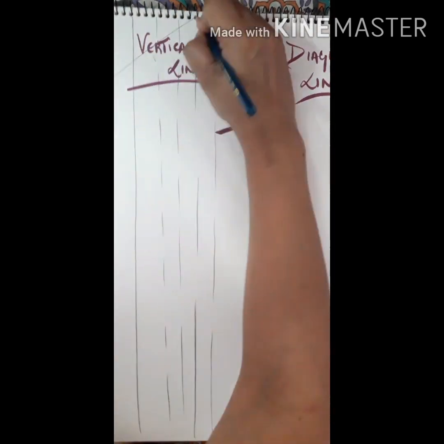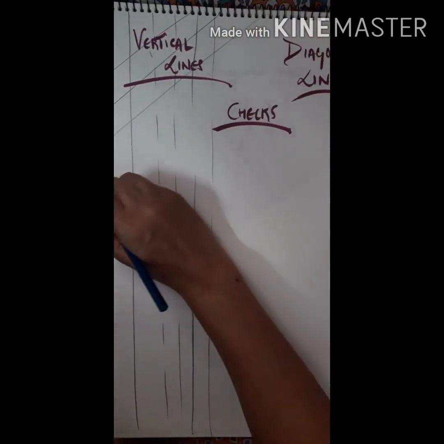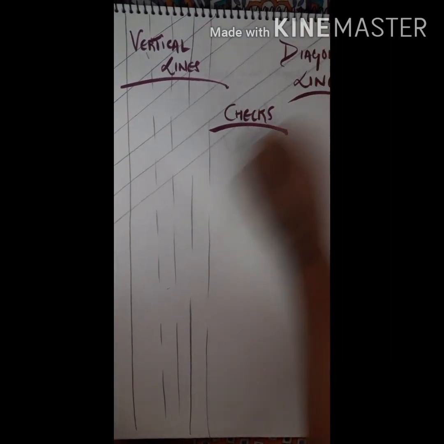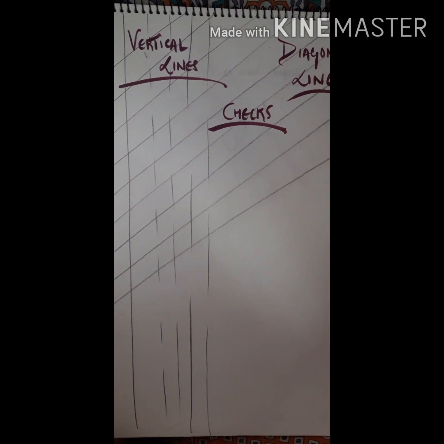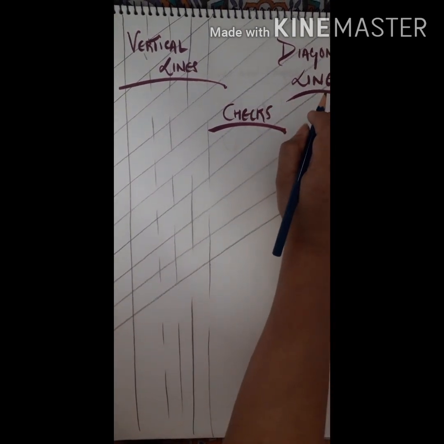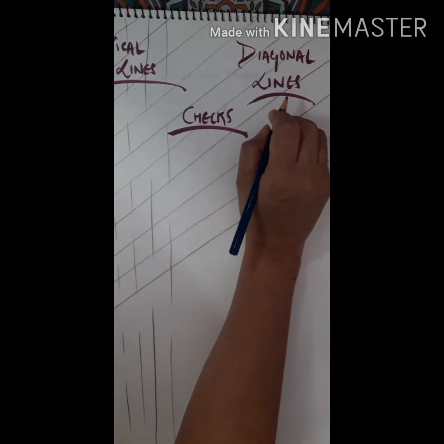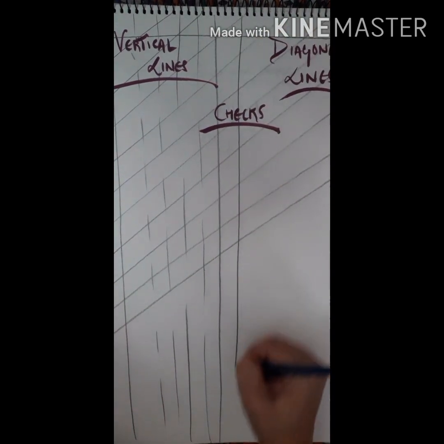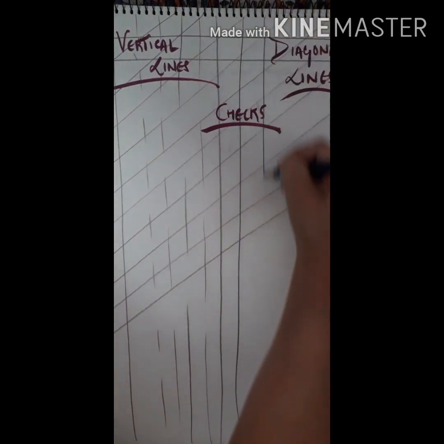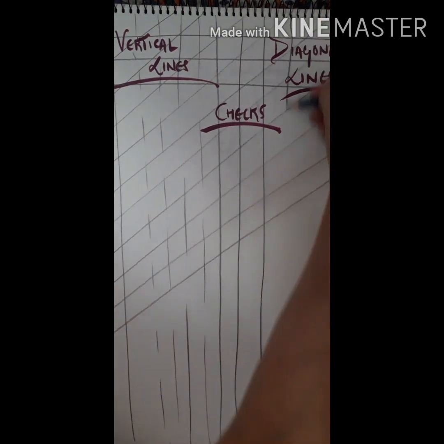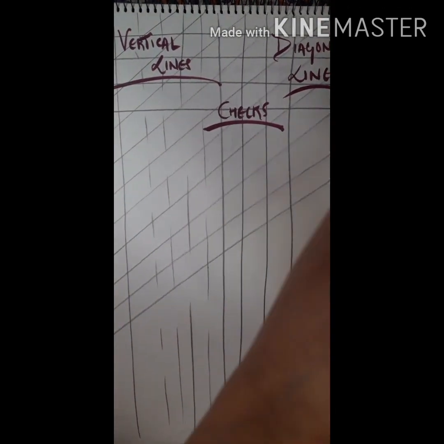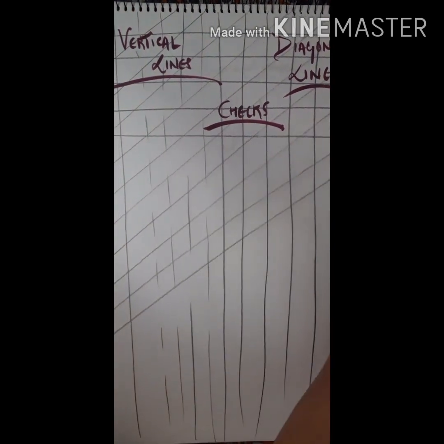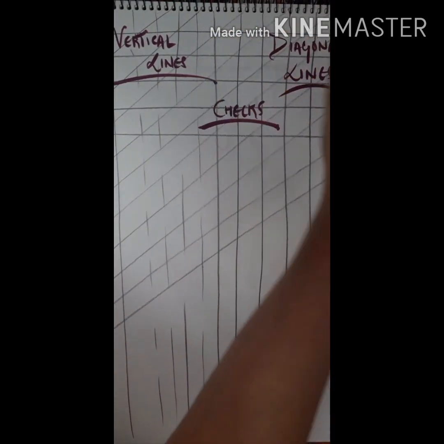Next is diagonal line. So we all know what diagonal is. Go for this. This is diagonal. Don't use a scale. You can easily do this. Next is checks. Draw a straight line without using a scale and prepare one line like this. 1 line, 2 line, 3 line, 4 line, 5 line, 6 line, 7 line, 8 line. So this is how you have to create a check.